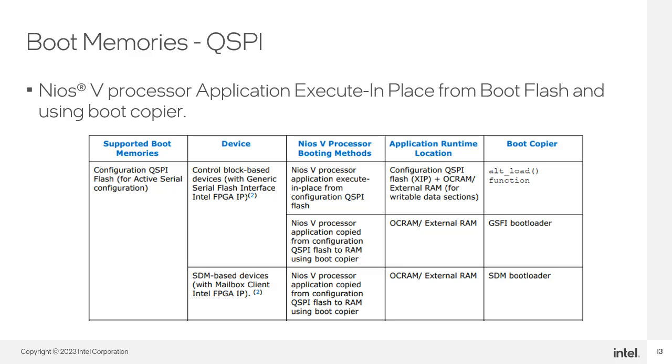You must enable the Alt_load function in the BSP settings to copy the data sections, row data, RW data, exceptions, to the RAM upon system reset. The code section, text, remains in the boot flash memory region. Control block-based devices refer to the Intel Cyclone 10 GX and Intel Arria 10 devices. SDM-based devices refer to the Intel Stratix 10 and Intel Agilex devices.